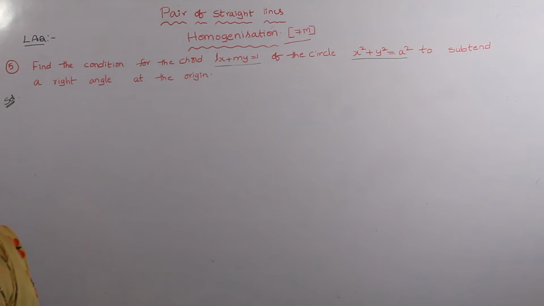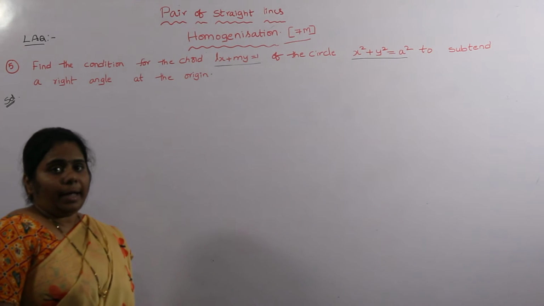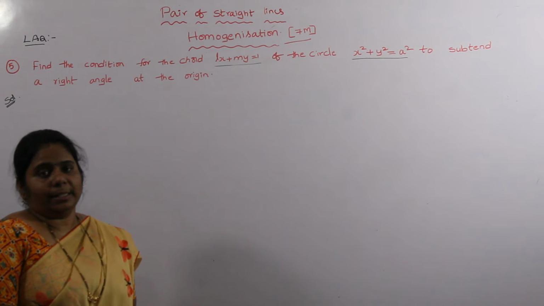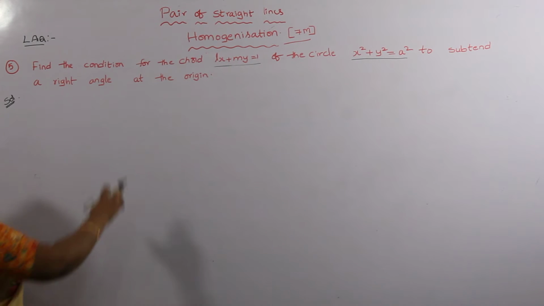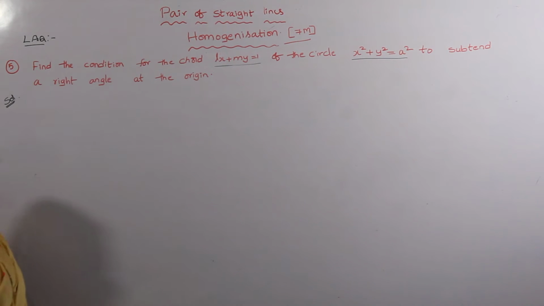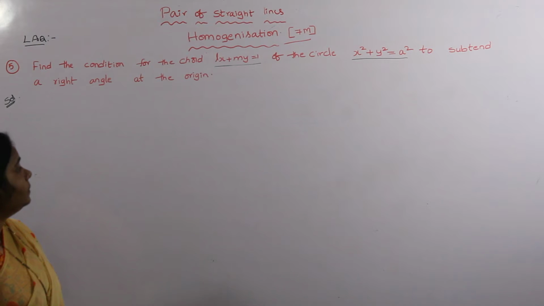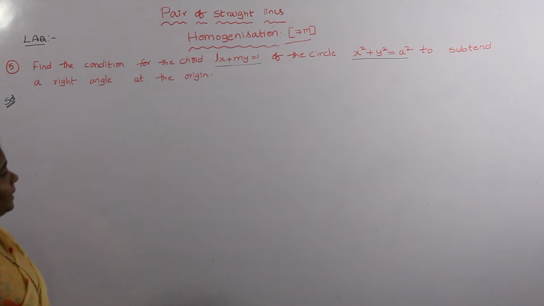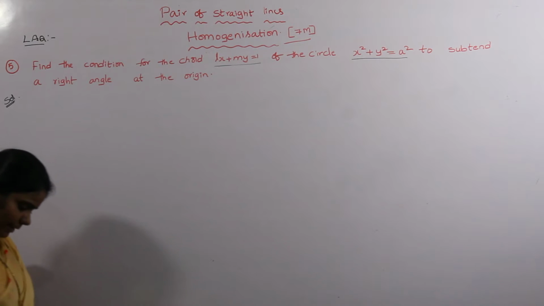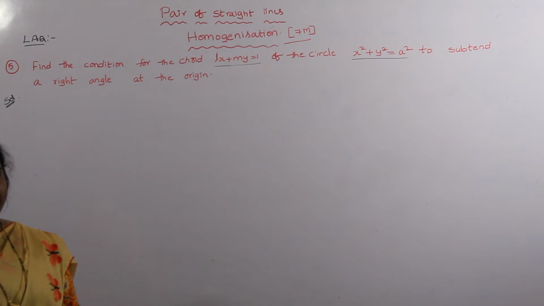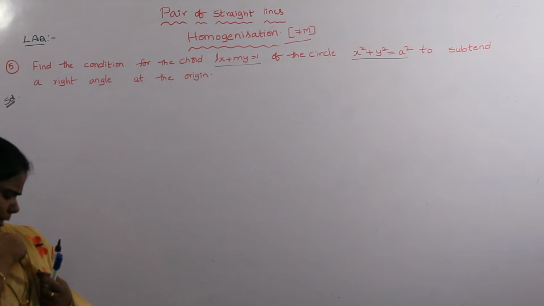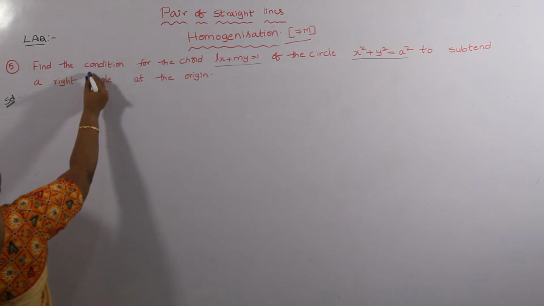We already discussed this in the previous problem also. The angle between the two lines is 90 degrees, that is, the coefficient of x square plus the coefficient of y square is equal to 0. We are using that condition here to find the condition directly.